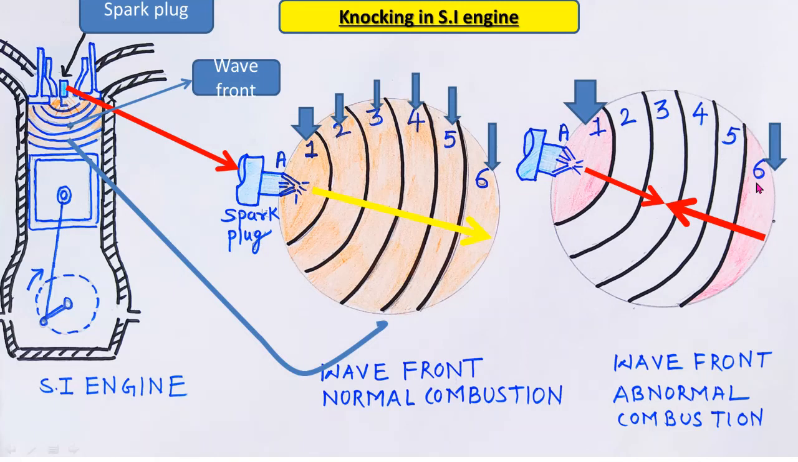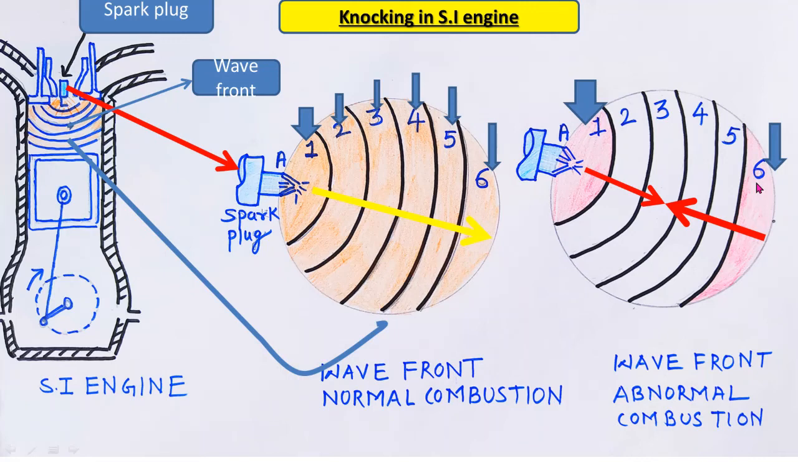So the sequence is basically disturbed. Suppose the first layer is burned, then the second layer is burned, and after that directly the sixth layer is burned, and layers 3, 4 and 5 are left out. Then we can say that this is not the proper sequence. So if the sequence is disturbed, then knocking will occur. In either case you can see this. In simple words, knocking is the disturbance in the sequence of burning of layers of charge.